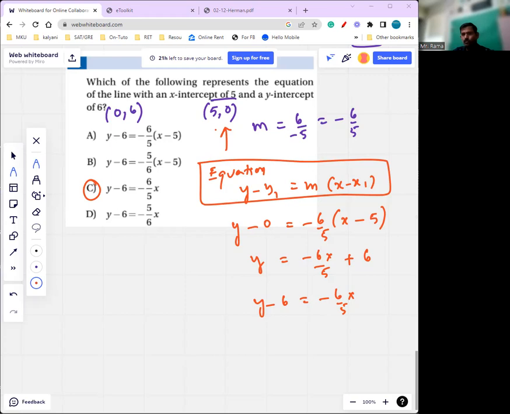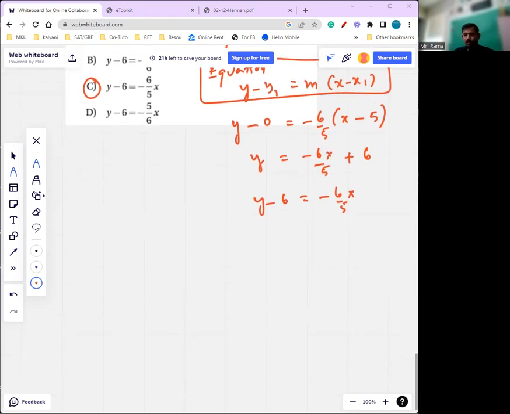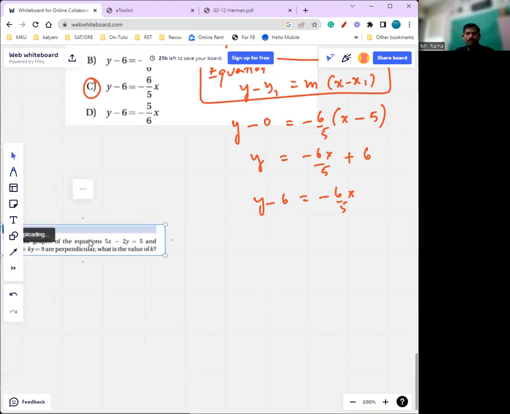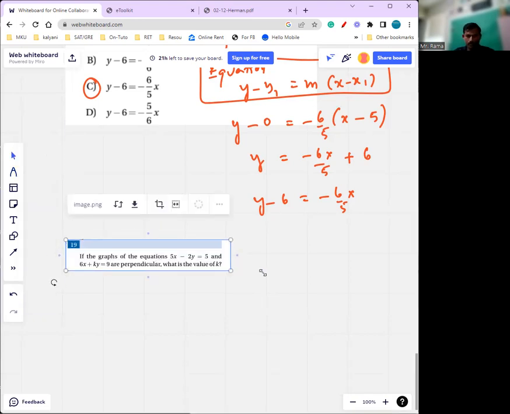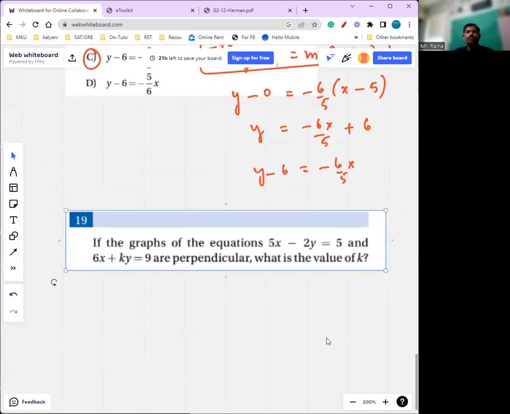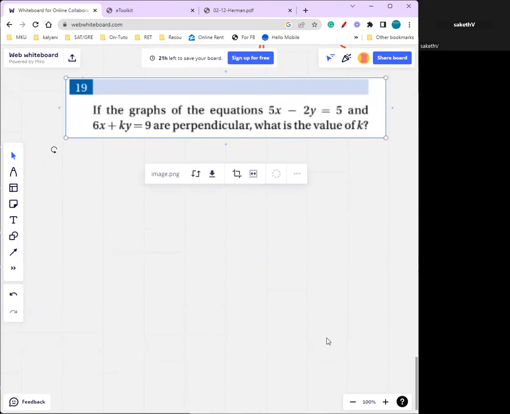Okay. So the next question will be a little bit of a challenging one. Saket, please read this question for us. If the graphs of 5x minus 2y equals 5 and 6x plus ky equals 9 are perpendicular, what is the value of k?